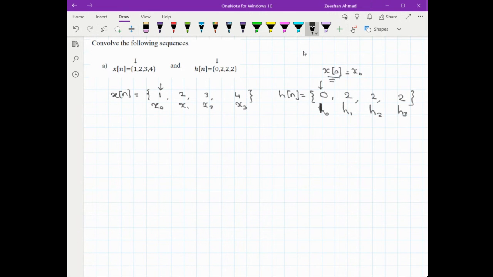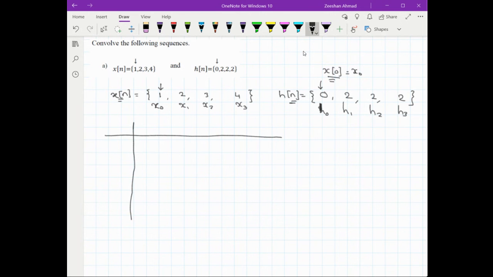Now what we will do here, we are going to make a table here. On one side, you will write x. On the other side, you will write h here. It's up to you, whichever you write here, doesn't matter. If you write x here, which is the bigger signal, and you write the smaller one here, then obviously your solution will be expanded. Otherwise, if you write it the other way, it will go down. It doesn't matter, you can write either one here.